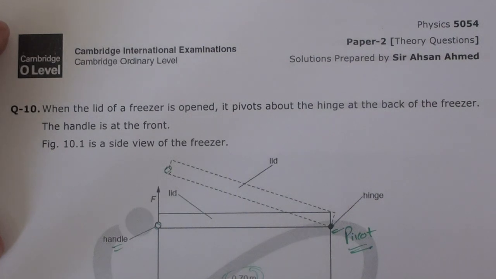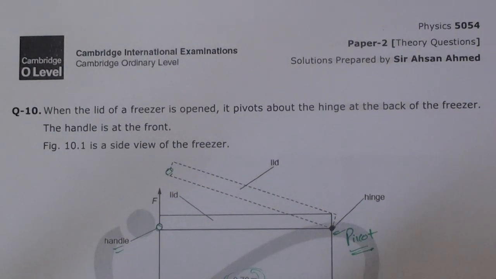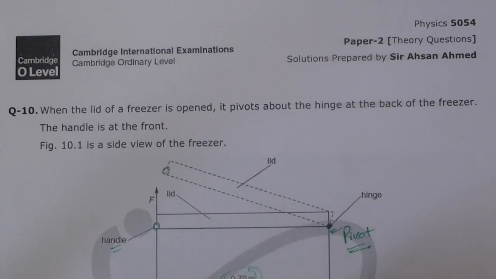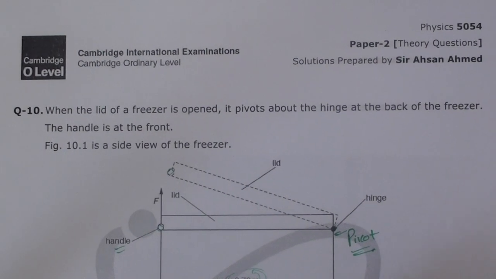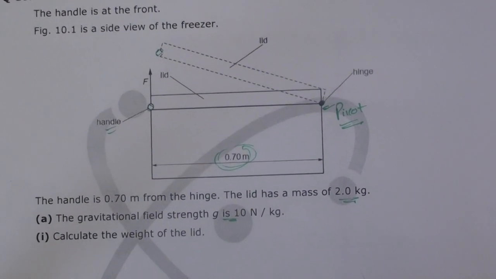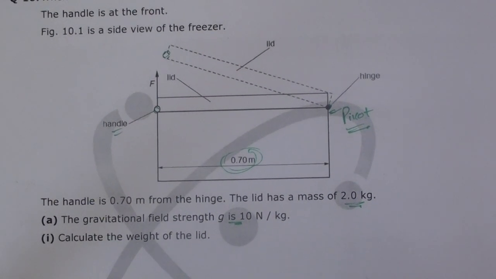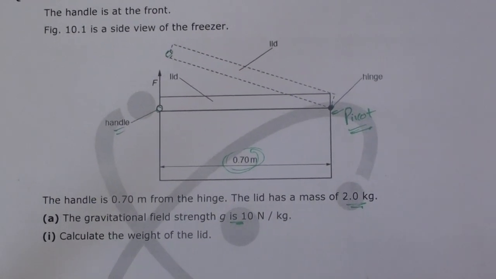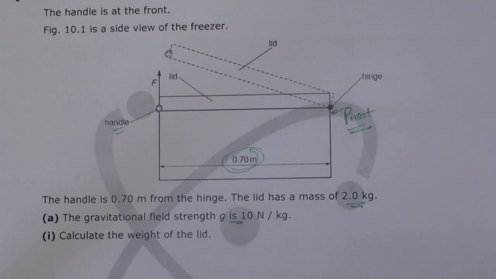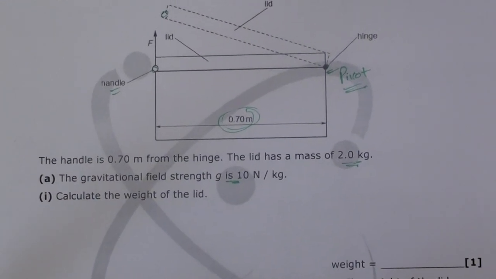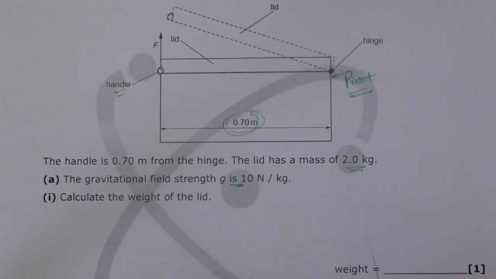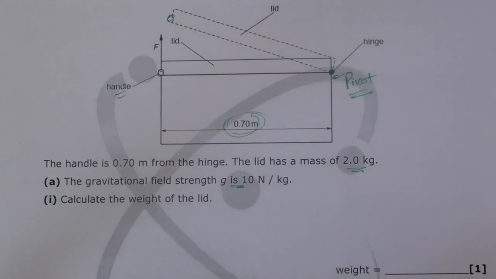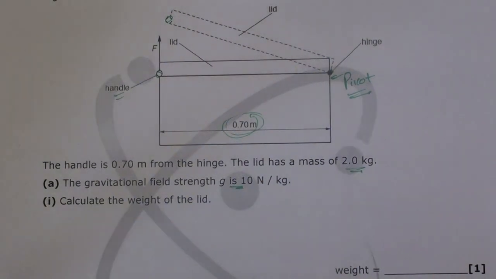The lid has a mass of 2 kg. The gravitational field strength is 10. Calculate the weight of the lid. Although ये भी irrelevant है turning effect of forces से ये वाला part, लेकिन अच्छा ये आपको screen पे दिख नहीं रहा. Hold just one second. So there you go. Yeah. So this part here, the first part, calculate the weight of the lid, is irrelevant to turning effect of force. But we will solve it because this is relevant to my students who are going to appear in the exam. So calculate the weight of the lid.